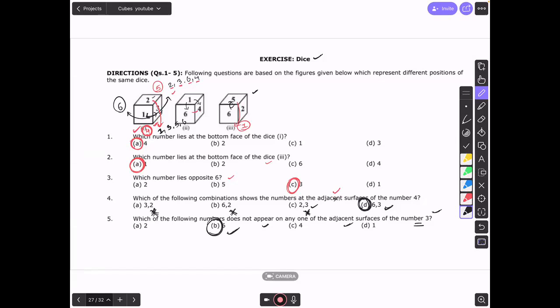Okay, so that's how you deal with the puzzles on dice. It is very simple. No formula, nothing here. Just visualization. You just have to visualize and reach the answer. Okay, nothing complicated here. So practice this problem as well now. Just see the images, visualize and reach the answer. And this completes our dice part as well.